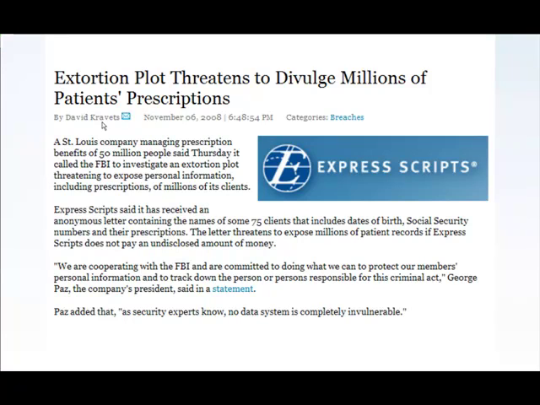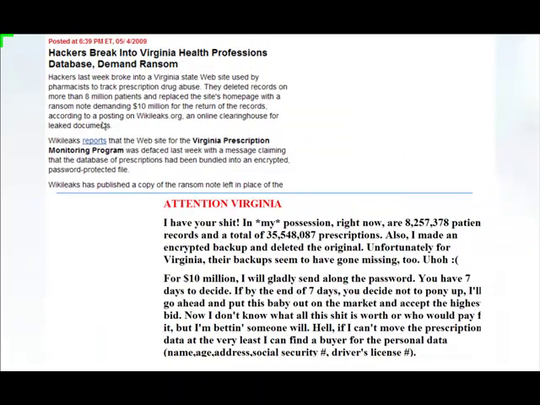And later on, some of those 75 clients were initiating lawsuits against Express Scripts for losing their data. It turned out later on, of course, that the actual number of people who had their data lost through this break-in and theft of the database was about 700,000.